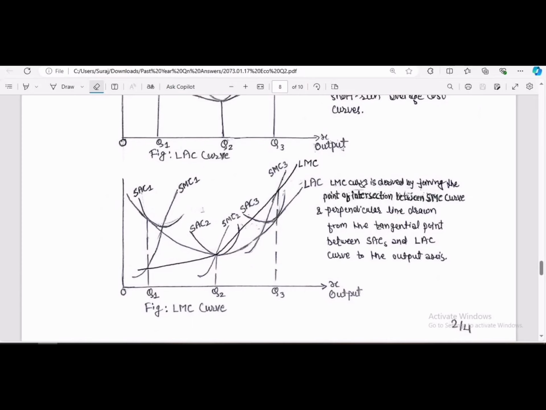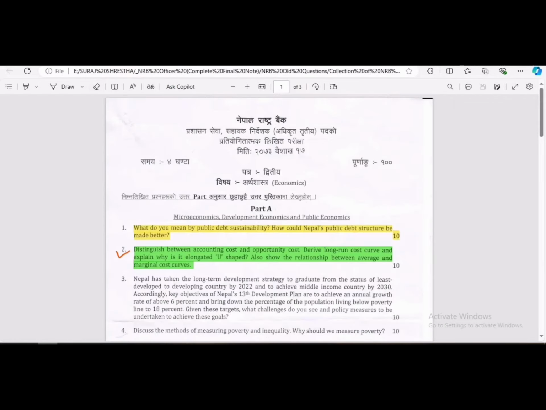So the LMC curve is derived by joining the points of intersection between the SMC curve and the perpendicular line drawn from the tangential point between the SAC curve and LAC. Understood? Now another question, that is why it is elongated U-shaped.